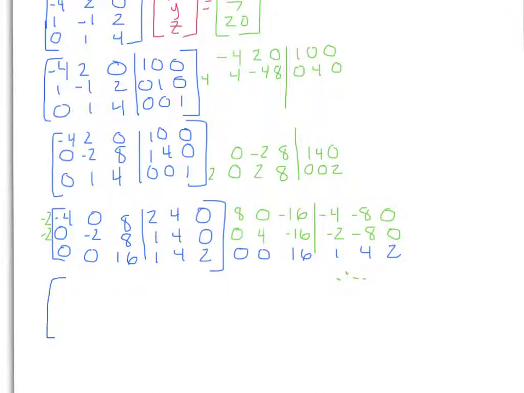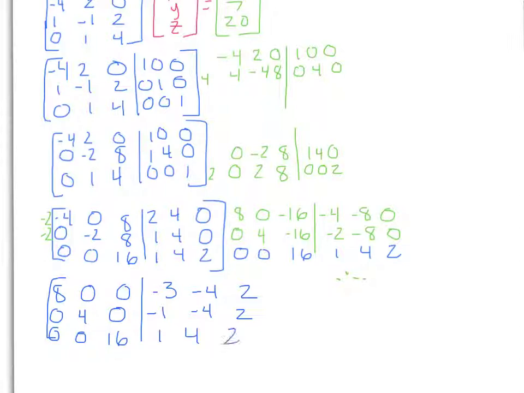Alright, so the first row is now 8, 0, 0, -3, -4, 2. The second row is now 0, 4, 0, -1, -4, 2. And then the third row, I'm keeping the same, so it's just 0, 0, 16, 1, 4, and 2.